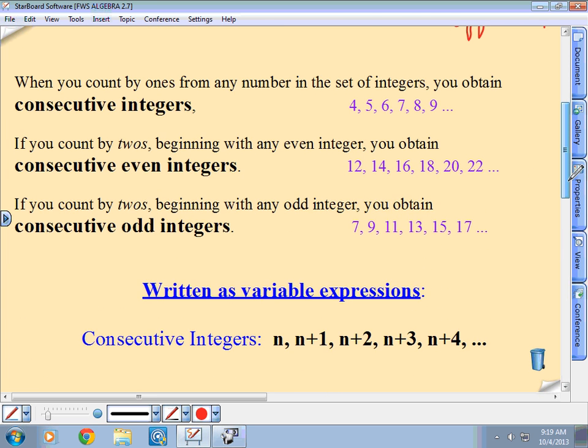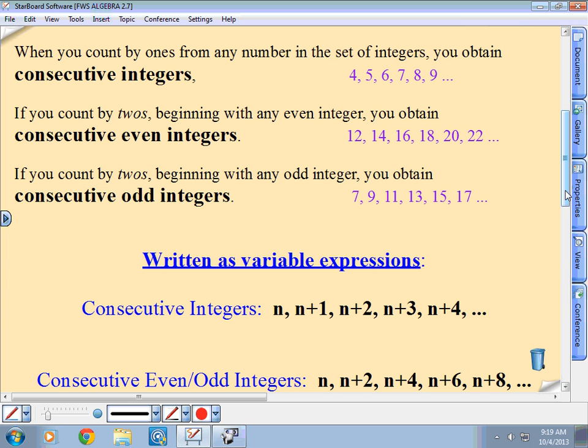All right. When you count by ones from any number, it doesn't matter what number you start at, if you count by ones, you get the set of integers, and they're consecutive integers. So it doesn't matter where I start. If I start at 7, 8, 9, 10, those are all consecutive integers. If I start at 4, 5, 6, 7, 8, 9. So that's what we mean by consecutive, one right after the other in order.